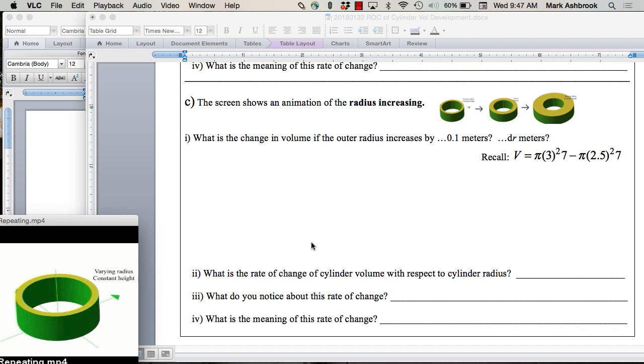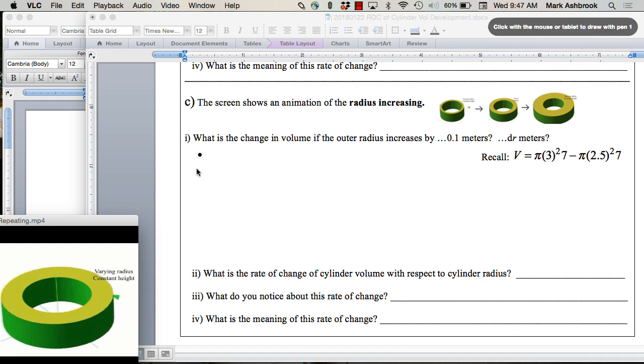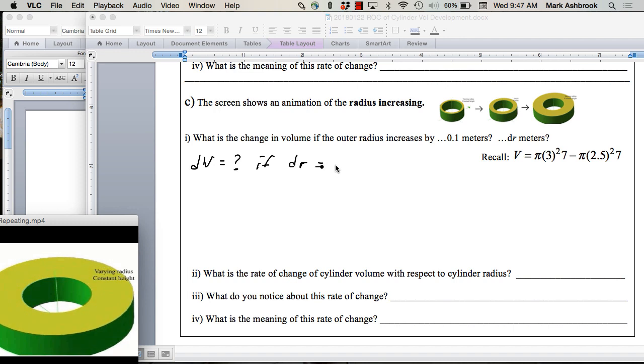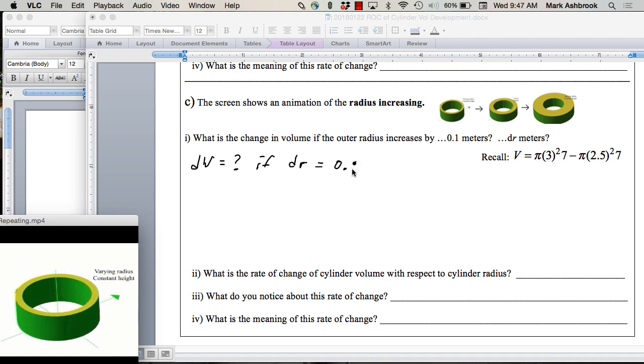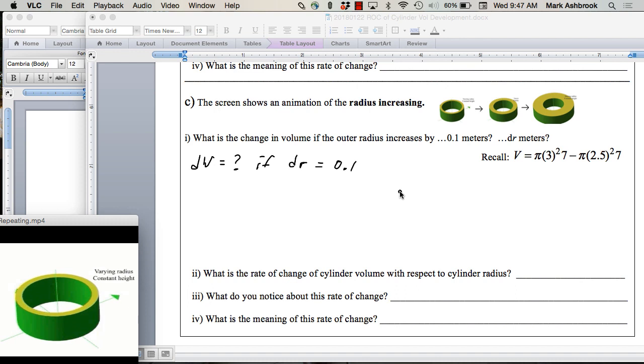In order to do this, we want to figure out what dV is. So let's do 0.1. What is dV if dr is 0.1? Now, what changes by 0.1? The inner radius, the outer radius, or both? What will change by 0.1?